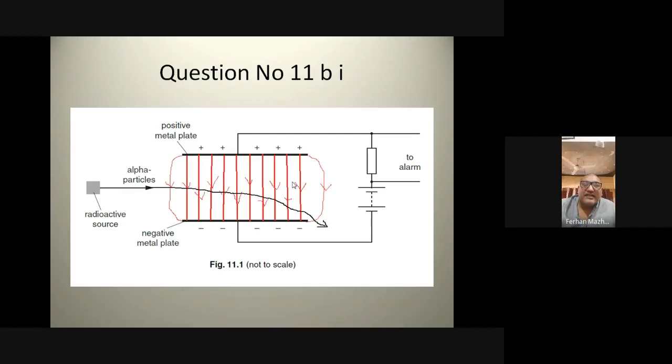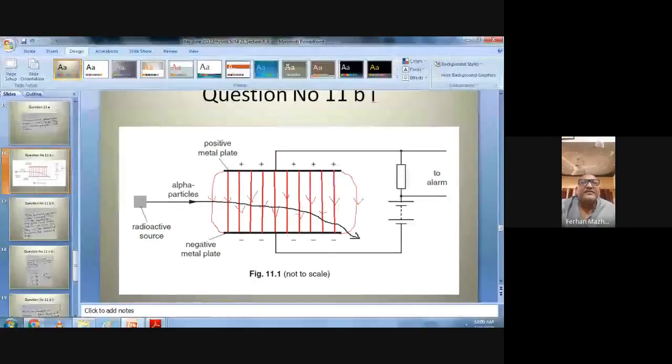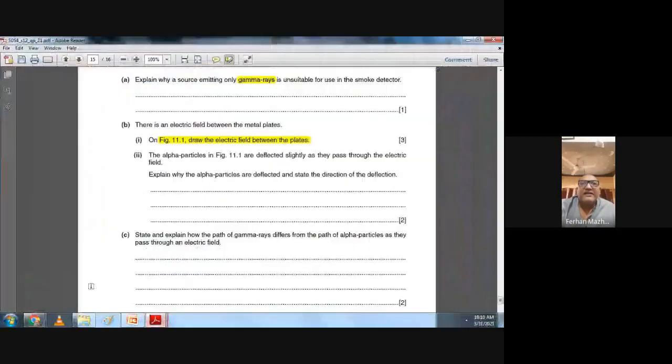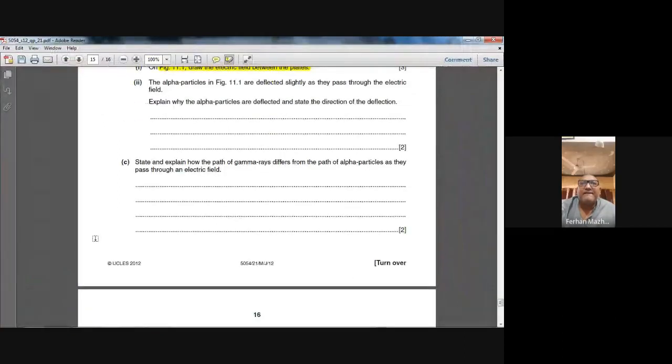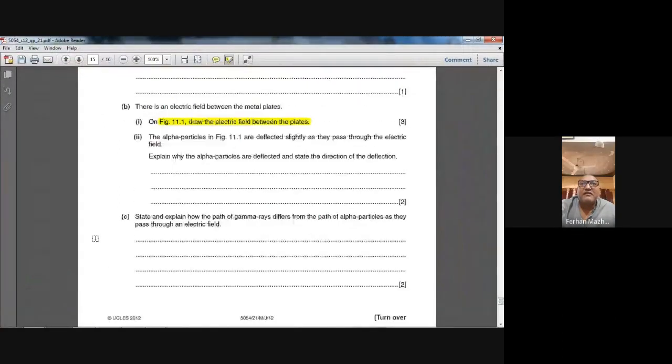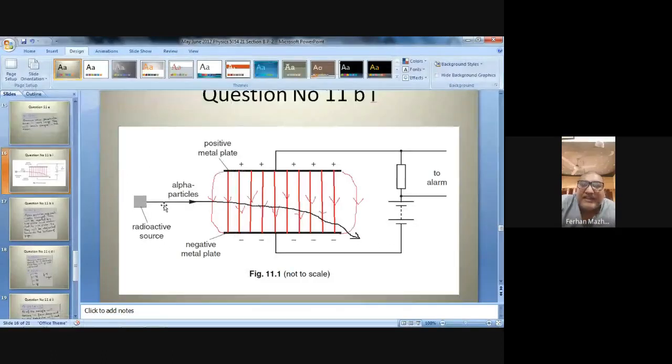Okay. The next part he asked you is a 2-mark question. The second part: explain why the alpha particles in the figure 11.1 are deflected slightly as they pass through the electric field. Explain why the alpha particles are deflected and state the direction of the deflection. You see, I have shown you here the alpha particles, because the alpha particles are positively charged.